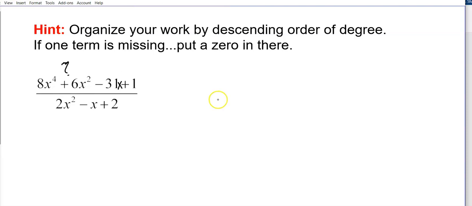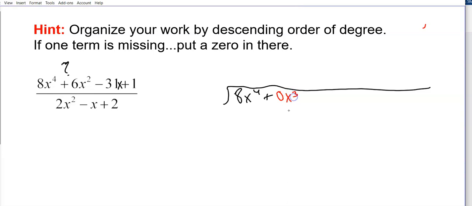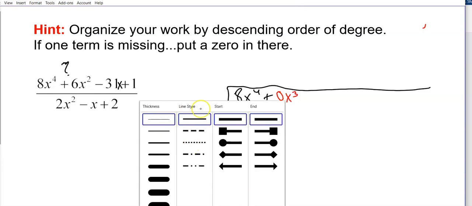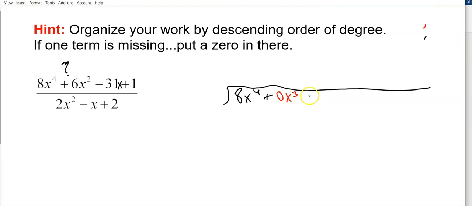So when I write this out, you'll notice I'm very careful to keep things super organized. So I'm going to put 8x to the fourth plus, I want to put 0x to the third. That's my missing term. It's going to keep my work organized, and it's going to keep you from making mistakes, hopefully. It's easy to make a mistake doing this stuff.